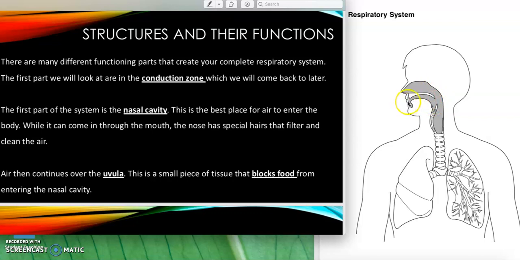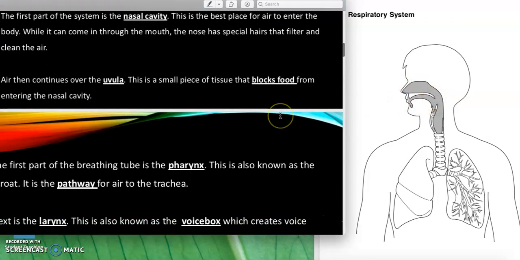It's similar to, or I guess it is the same thing as, if you were ever drinking chocolate milk or water and one of your friends made you laugh and you had chocolate milk come out your nose. That's why your uvula didn't quite work.